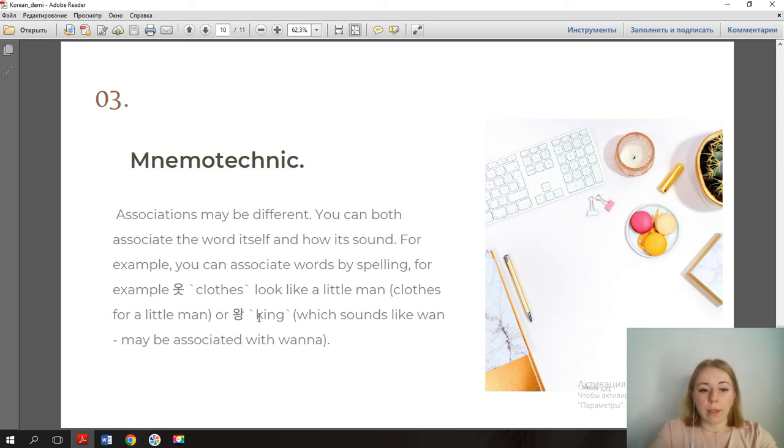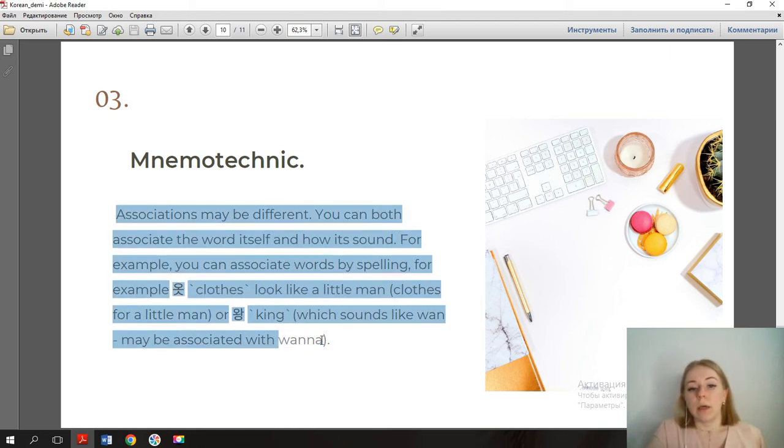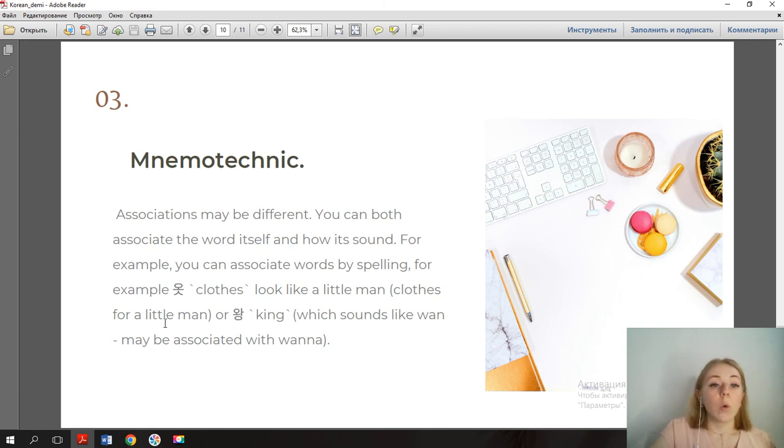It sounds like "kin" and "one". "Wanna" for me associates with "one". Associates for me with "wanna". "Wanna", "one", "wanna". You see, it's similar. And how can we create a new association? For example, "kin". What can you usually do? He wants something, and "kin" "wanna" something.